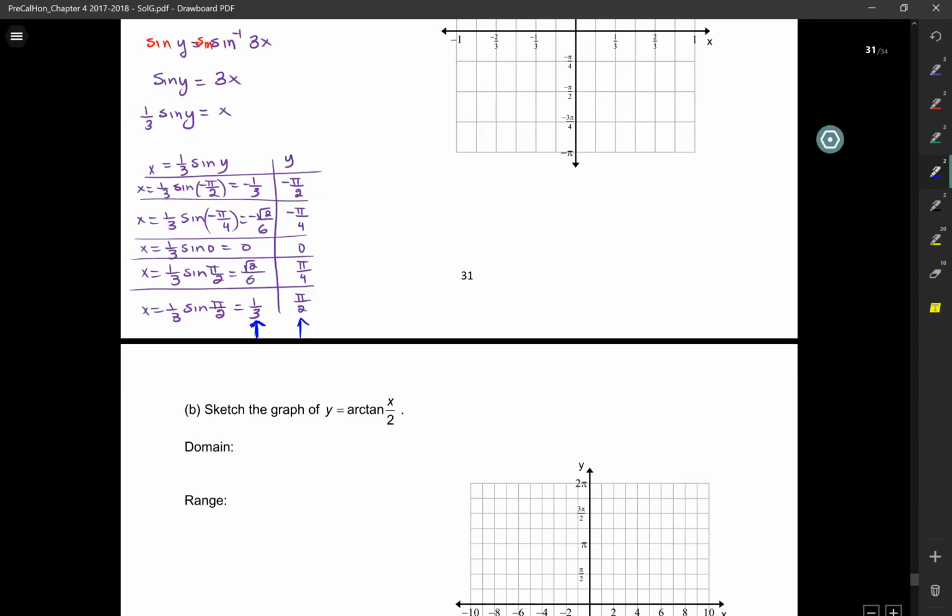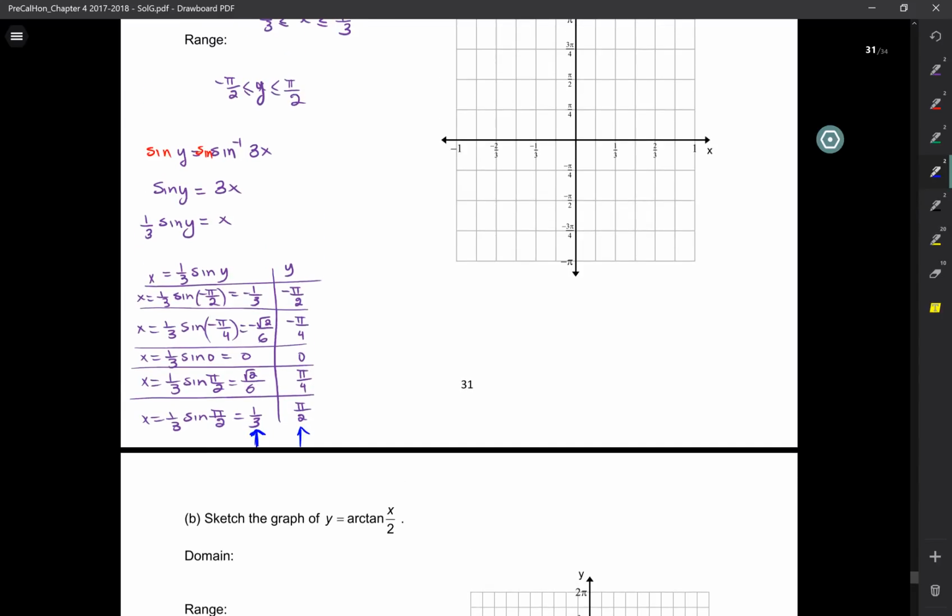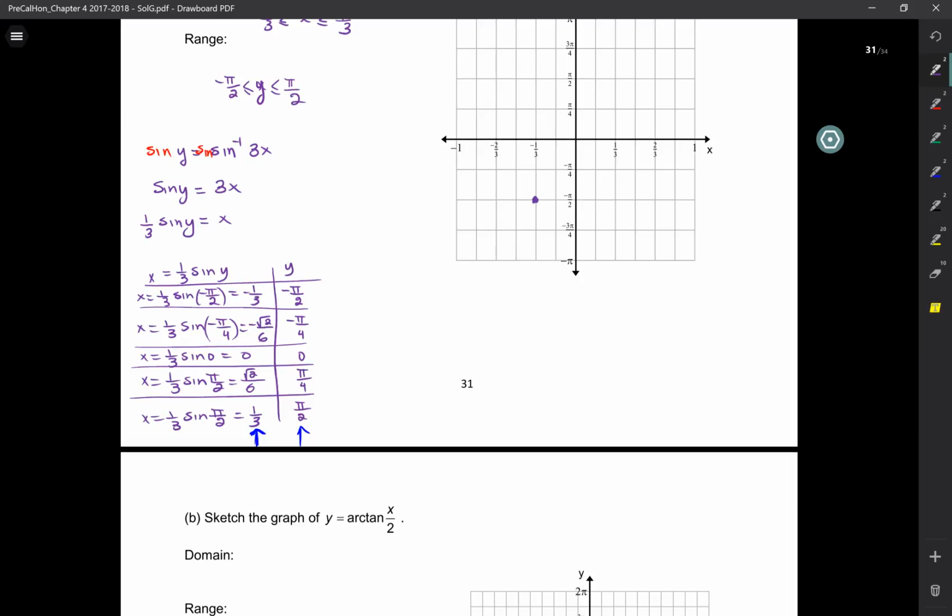Okay. Now, the values I will be plotting are the x values that I just found here, along with the y values there. Okay? So, when y is -pi/2, x is -1/3. That is here. When y is -pi/4, x is -√2/6.